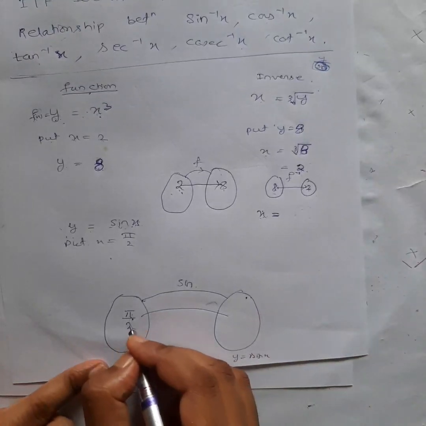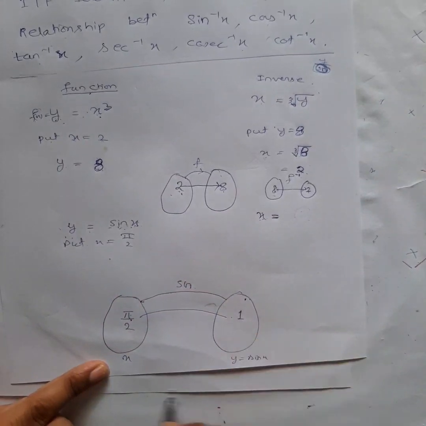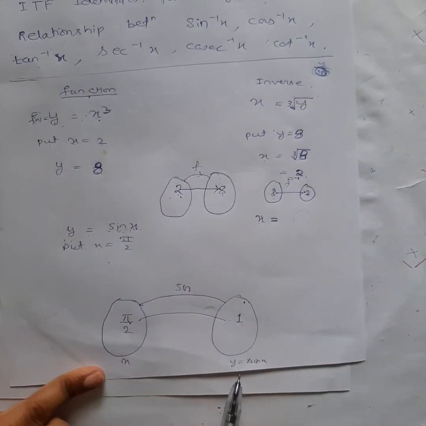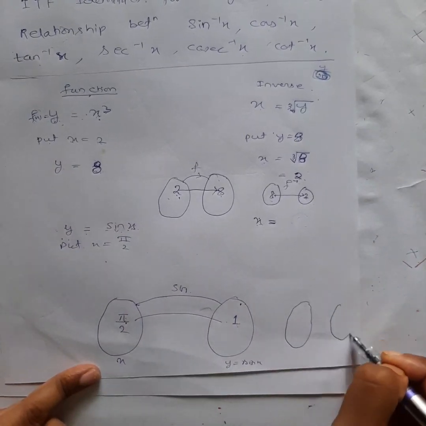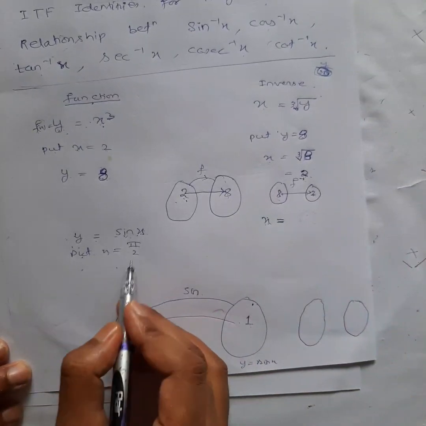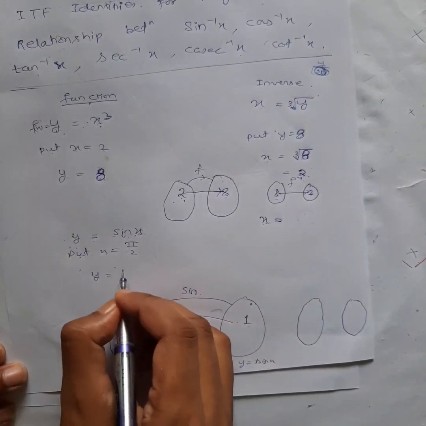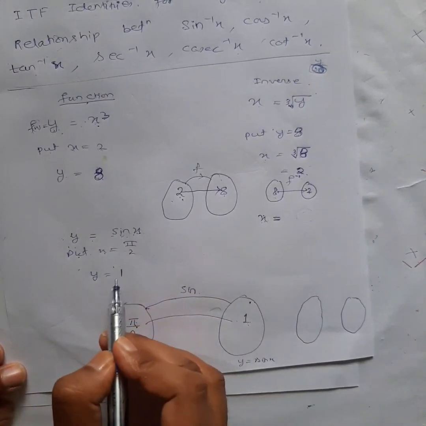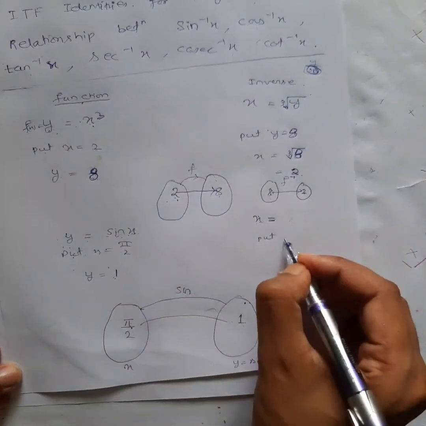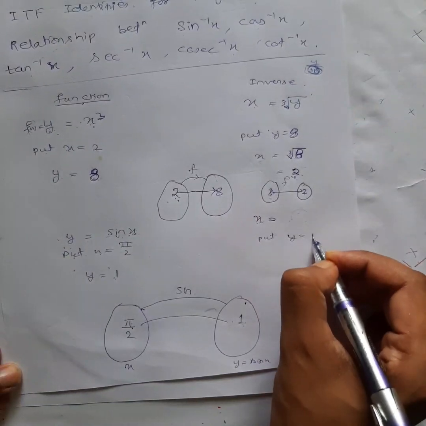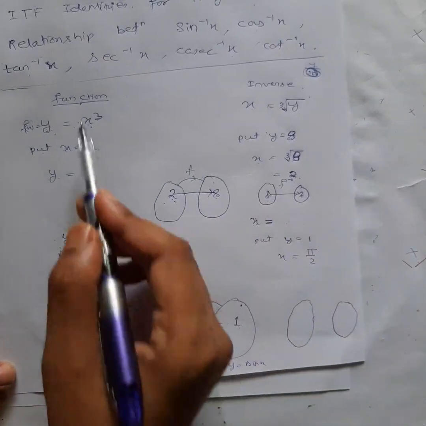So see carefully, when you put pi by 2, what will be your output? 1, right? Sine of 90 is how much? 1, right? So 1 will be your image. Now when you write the inverse, how will you write it? So this is what I'm doing. Put x equal to pi by 2. So input I have put is pi by 2. What will I get as output? Y, how much will I get? 1. So your input is pi by 2 and output is 1. Same way here, when you put this one, you have to get what? If you put y as 1, you have to get x equal to how much? Pi by 2. Can you understand with this?